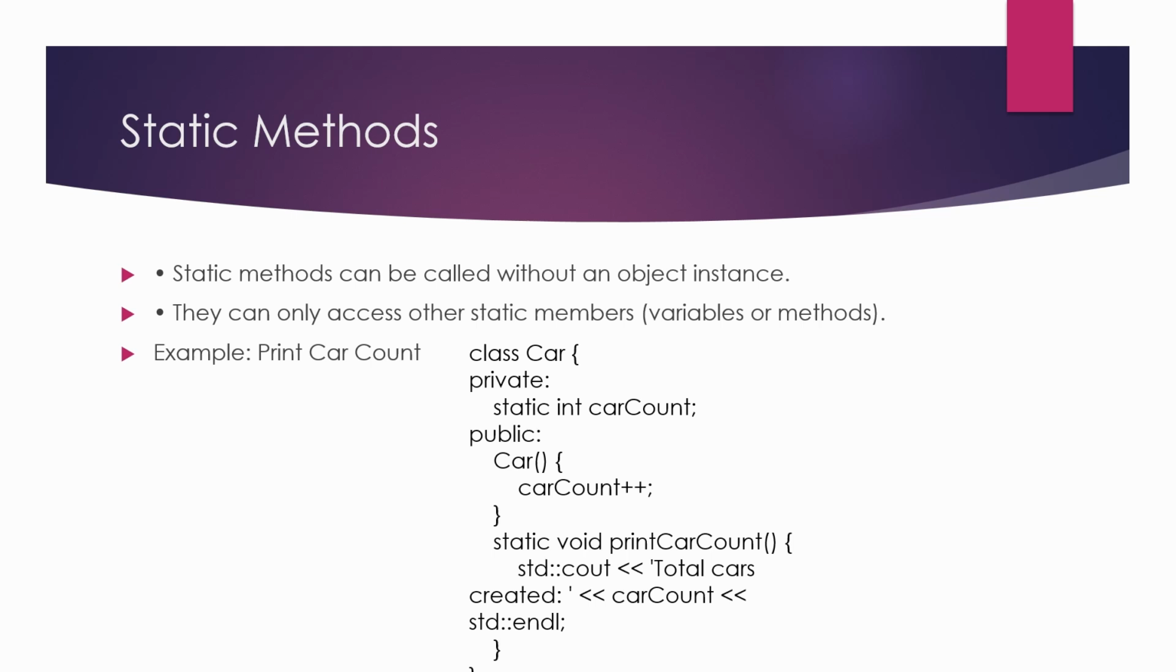Now let's move on to static methods. Static methods can be called directly on the class without the need for an instance. However, they can only access other static members of the class. Static methods are often used for utility functions that do not depend on object-specific data.